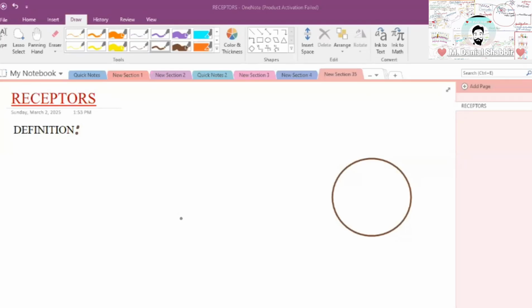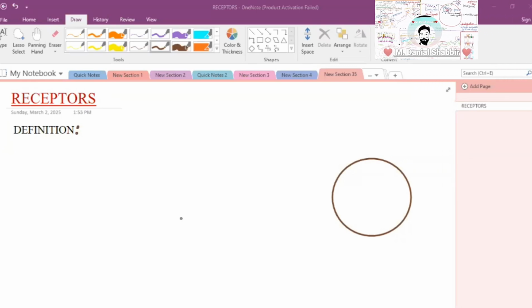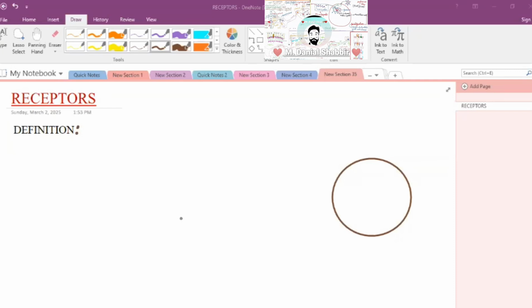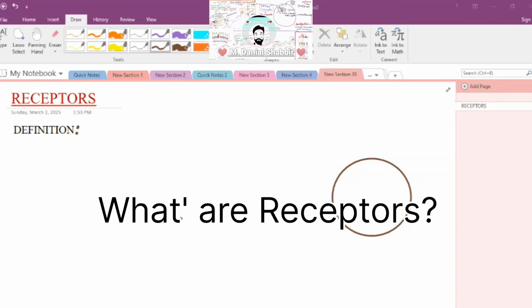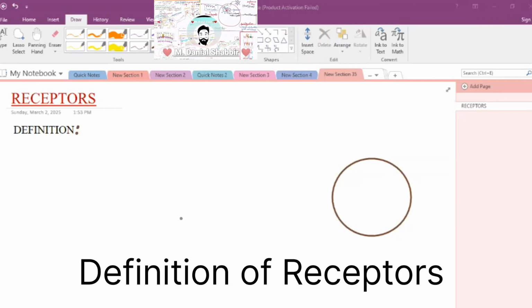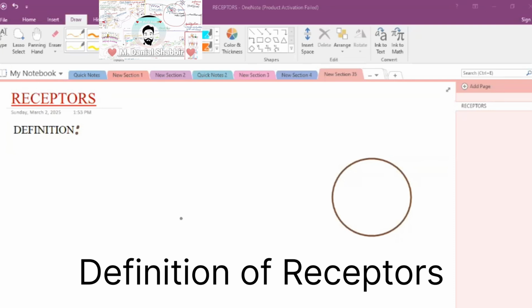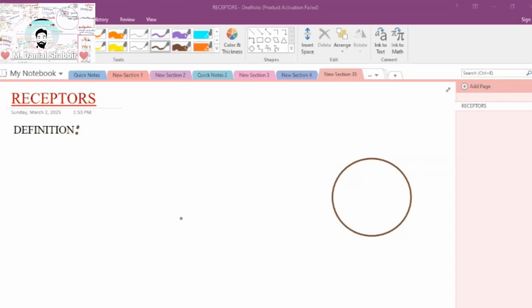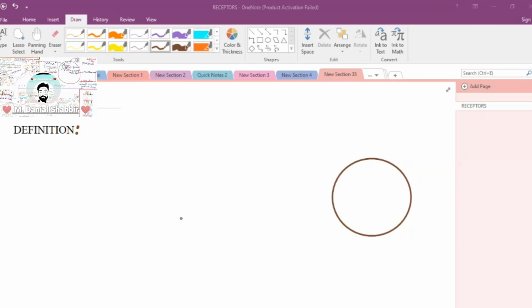Okay, today we are going to start the receptors. We will move with a very good sequence, right? What are receptors? What is the definition of receptor? What are the different types of receptors? And what are the things related to receptors? We will go through all of these things in sequence.